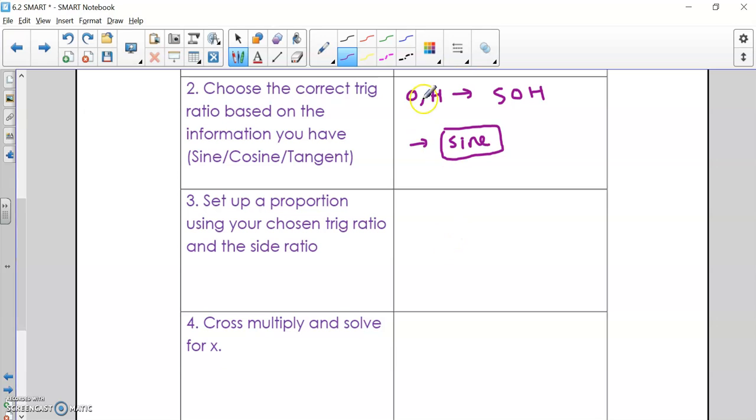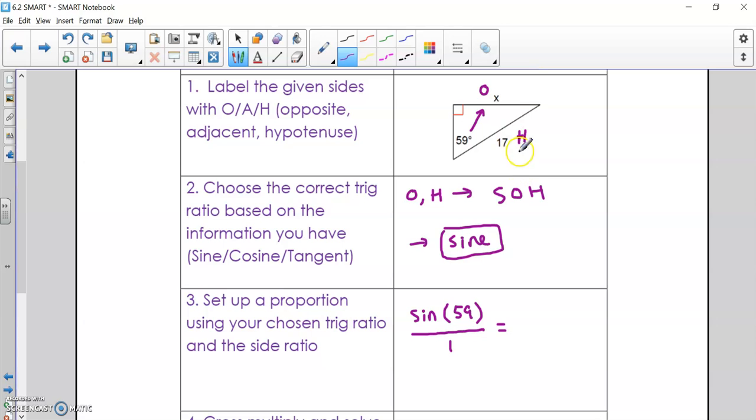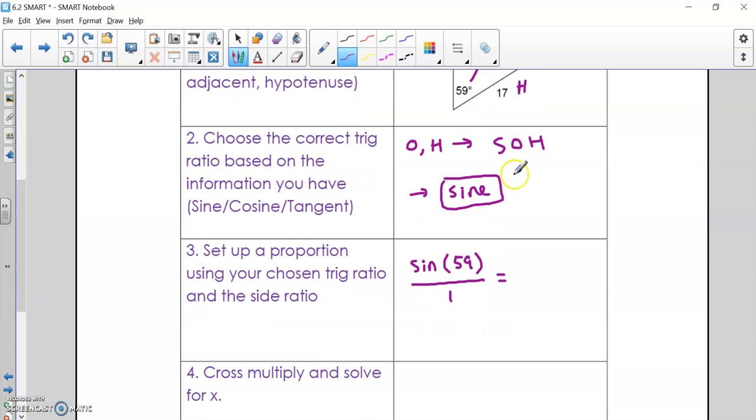All right. Step 3 is to set up a proportion using the trig ratio and then the side ratio. You're always going to set up the first part of your proportion using the trig ratio that you chose. Because I chose sine, I'm going to start by saying sine of our angle. Our angle is 59, so I'll write 59. SIN is the abbreviation for sine that we're going to be using. You will always put it over 1. And then on the other side, we use the O over H, so our O over H would be x over 17.